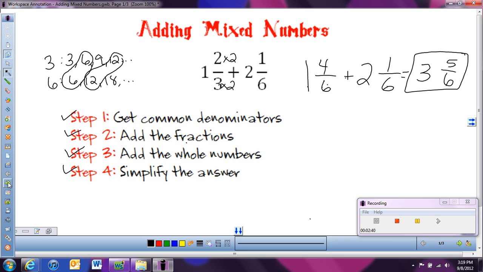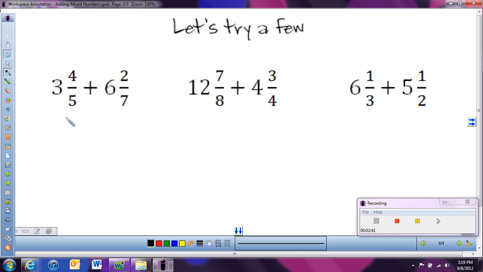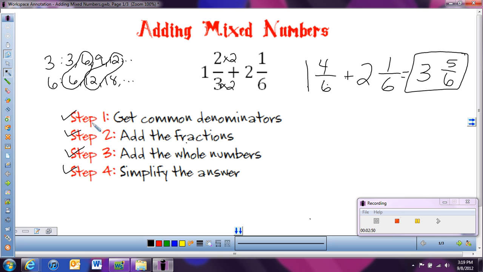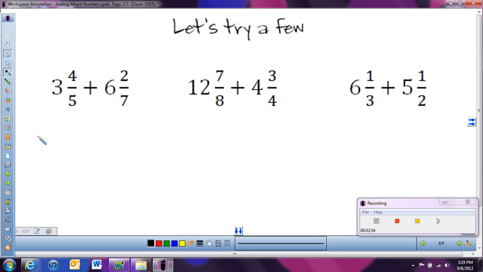We're going to try a couple of examples. We're going to start with this one. We have 3 and 4/5 plus 6 and 2/7. If we look back, we're not sure what our first step was. Again, our first step is to get common denominators. So I'm going to rewrite this down here to show what it will look like with common denominators. And now I can find it.